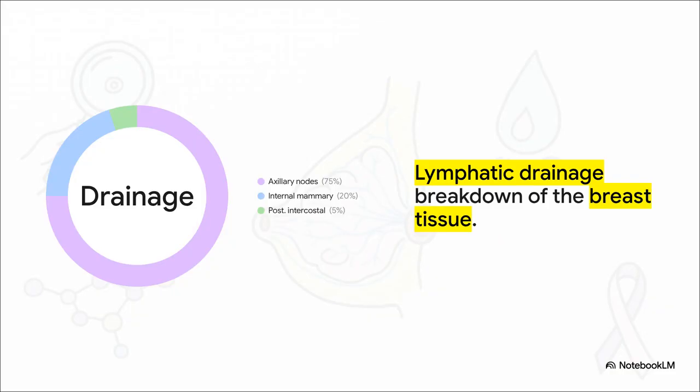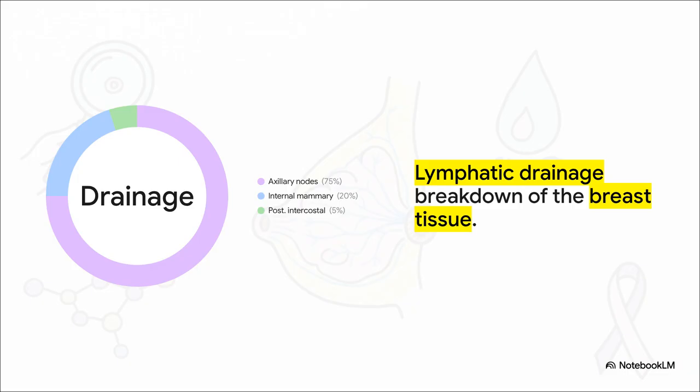Next up, Section 3, the lymphatic highway, the transit system. So if the parenchyma is the manufacturing plant, the lymphatics are for sure the transit system. And looking at this drainage breakdown, the most crucial takeaway is the sheer volume of fluid heading to one specific area. A massive 75% goes straight to the axillary nodes in the armpit. Another 20% drains medially toward the internal mammary nodes located right along the sternum. And the final 5% heads to the posterior intercostal nodes.